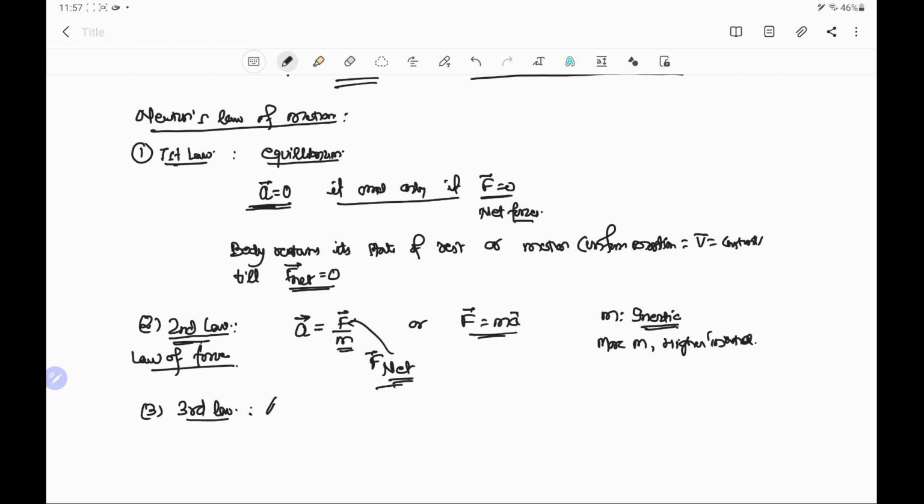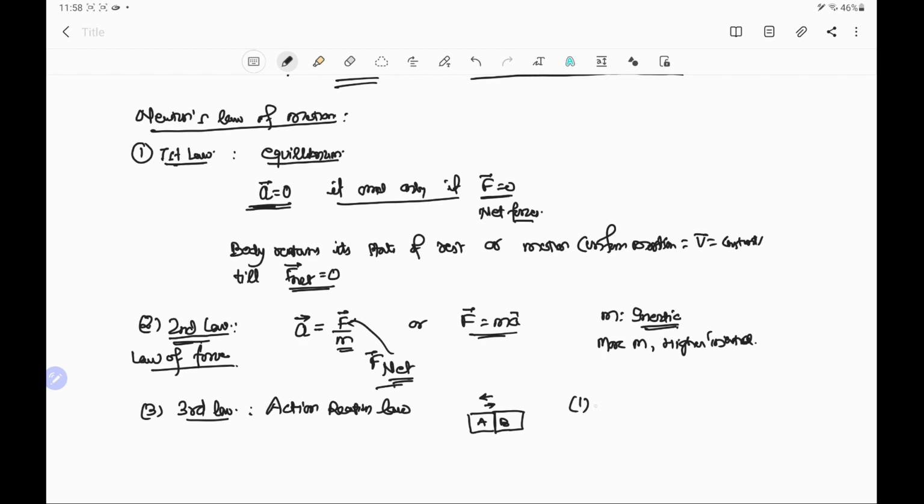The third law is also known as the action-reaction law. If two bodies are in contact, say this is A, this is B, then A applies a force on B, this is the action, then B also applies a force on A, this is the reaction. In other words, we can also say B is applying a force on A, that is the action, and A is applying the force on B, that is the reaction. That means there is an action-reaction pair. If there is action, there will be reaction.